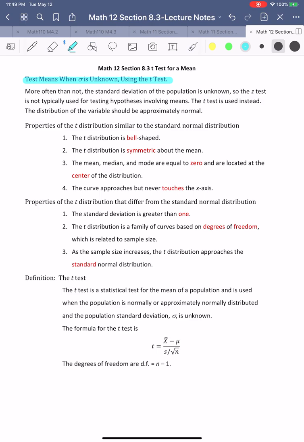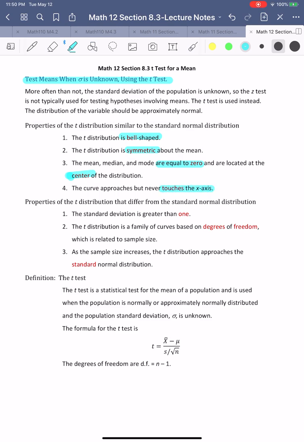So the z-test is not typically used for testing hypotheses involving a mean. The t-test is used instead. The distribution of the variable should be approximately normal. The properties of the t-distribution are similar to the standard normal distribution: it has a bell shape, is symmetric, and the mean, median, and mode are equal to zero and located at the center of the distribution. The curve approaches but never touches the x-axis.